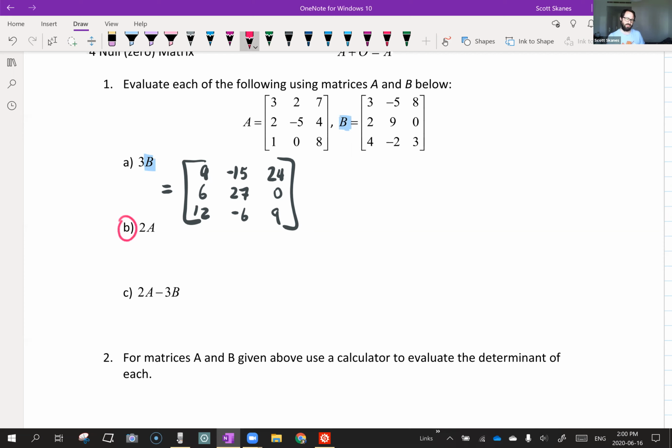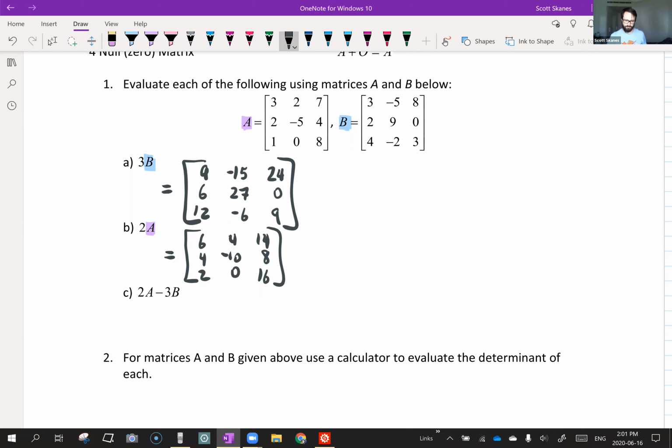The next one would be the exact same. Actually, I'll do it because part C is asking me to do it: 2 times A. So multiply every element in A by 2. 6, 4, 2, 4, negative 10, 0, 14, 8, and 16. It says now take 2A minus 3B. Well, I have 2A and I have 3B, so I can take the answers and subtract them.